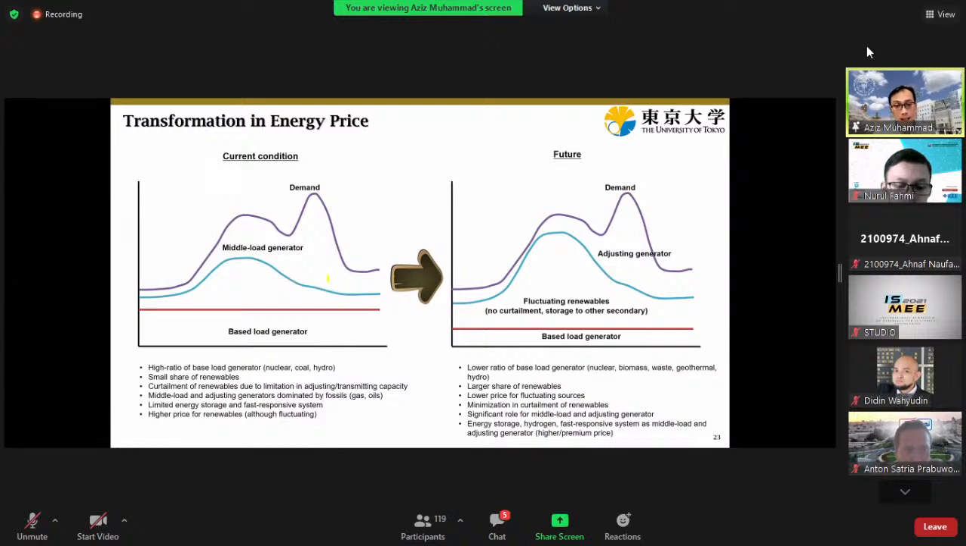But because currently we have limited capacity to adjust or to cover any kind of fluctuations due to the renewable energy, what we really have now is that we finally need to curtail, or we cannot utilize all of the electricity or the energy produced by the renewable energy. Because of the capacity and also the capability of the grid or the energy systems to balance it.